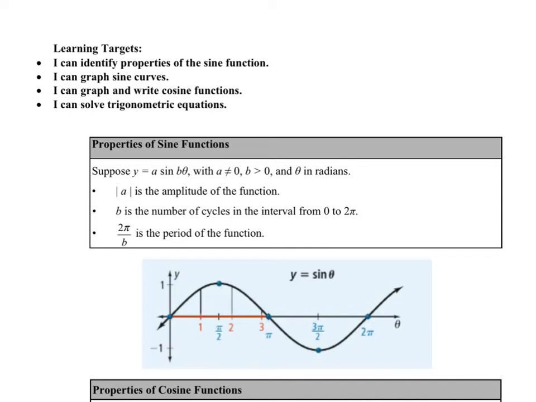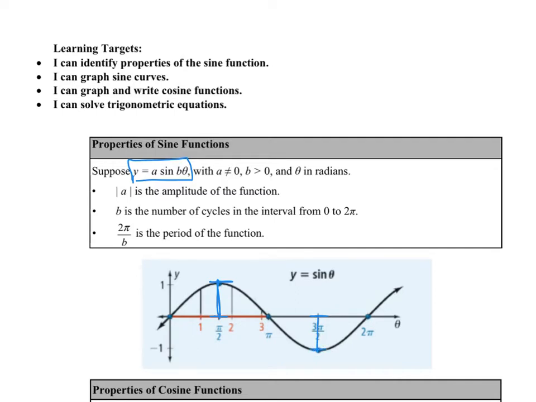In this video, we'll be looking at the sine function and the cosine function and changes in amplitude and period. The sine function is shown, and we're going to be looking at equations in the form y equals a sine b theta, where the absolute value of a is the amplitude. That's going to be the distance from the midline to the top, to the maximum point, or the distance from the midline to the minimum point.